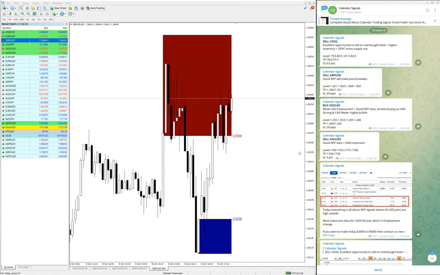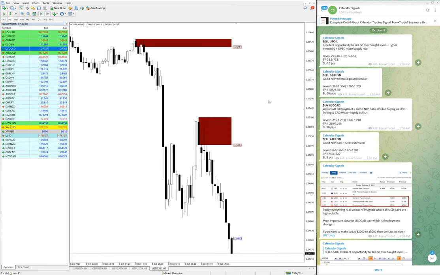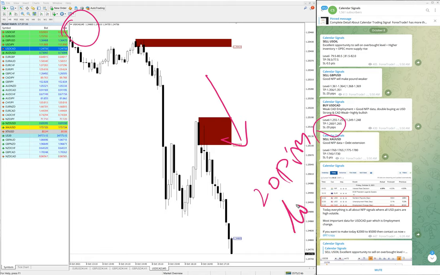Then the next signal is USDCAD. USDCAD did not perform and our stop loss was hit. Here is the USDCAD chart. We gave a buy signal, but as you can see there is a clear downtrend here on USDCAD. We always suggest an SL of 20 pips loss on buy USDCAD.